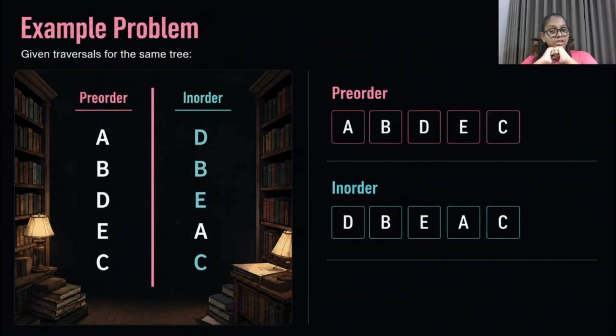Alright, now let's actually solve a complete example. Suppose we are given these two traversals. The preorder traversal is A, B, D, E, C. And the inorder traversal is D, B, E, A, C. Our goal is to rebuild the original binary tree from these two arrays. So let's do it step by step.